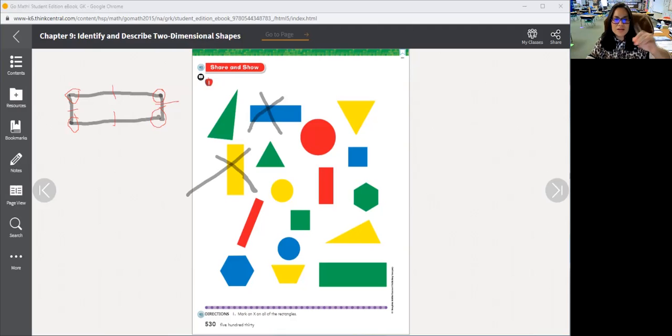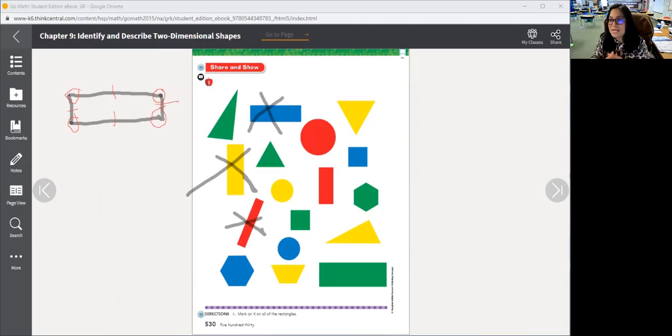Good job. Calvin, turn on your microphone. This green shape right here. Yes or no? Calvin, are you there? No. Good job. All right, Emilio, this red one right here. Yes or no? Yes. Good job. Emilio, how about this one right here? No. Good job.